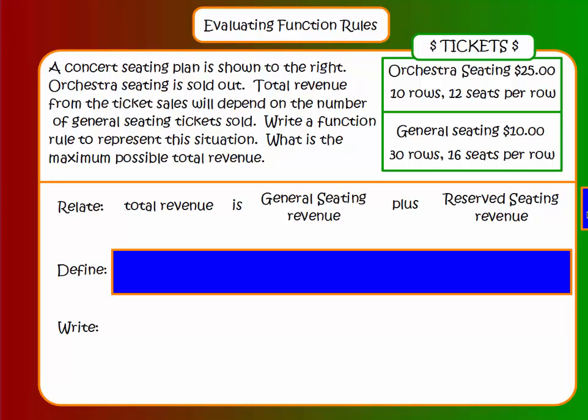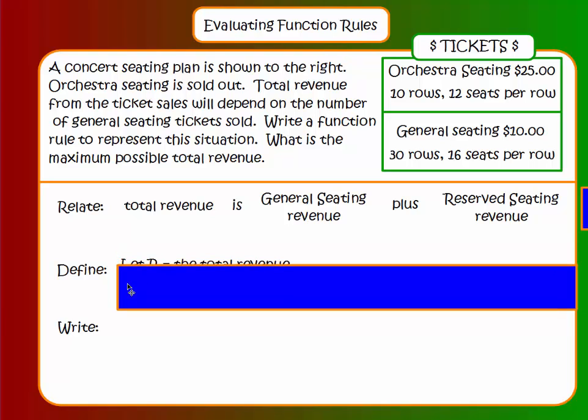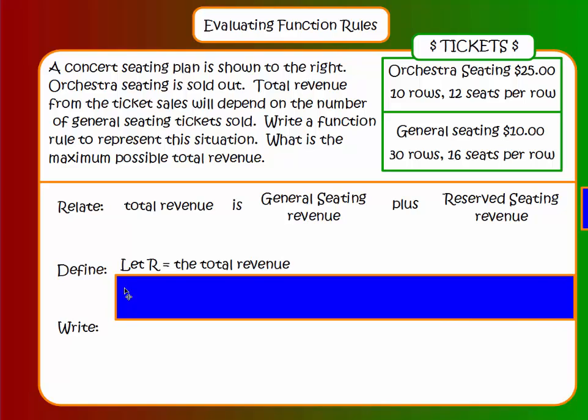So let's define our variables. Okay, so the total revenue, that's something we don't know. That's going to be our output. That's what we're going to be figuring out. That's what this whole function is going to be doing for us. It's going to be figuring out the total revenue. So let R be the total revenue.